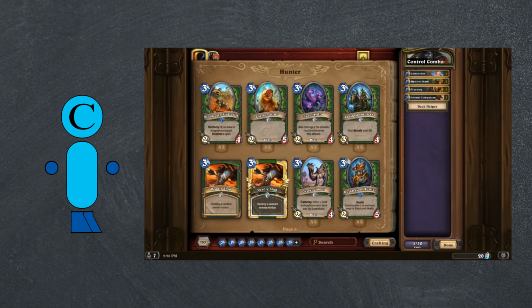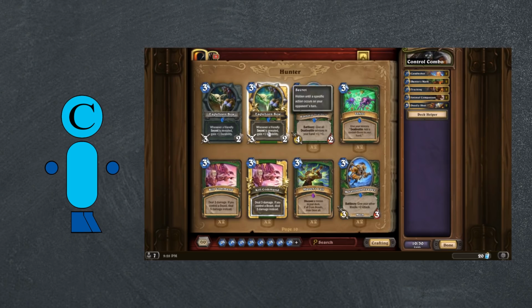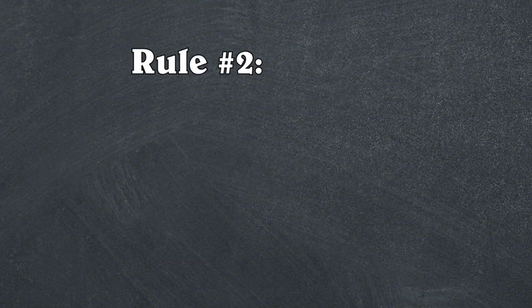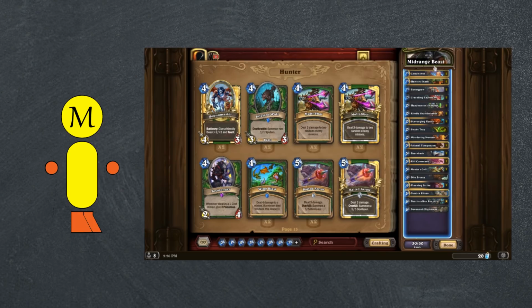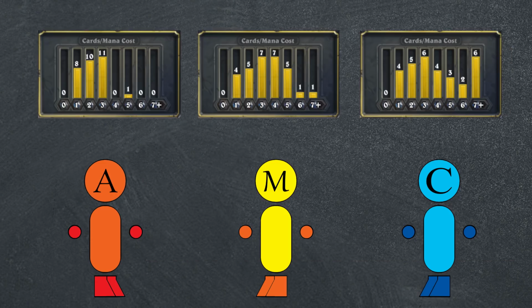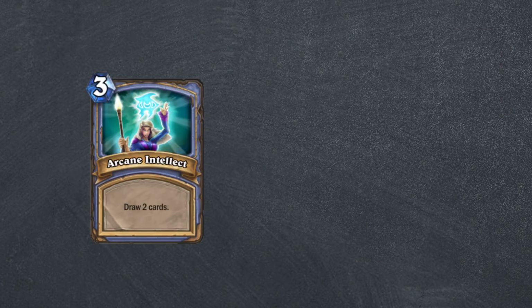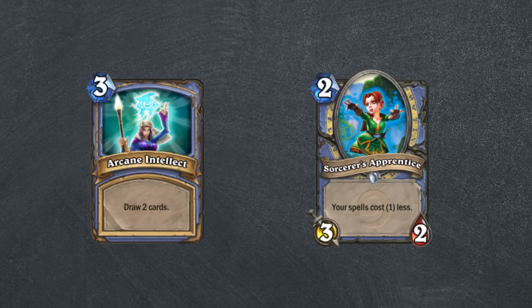Some of these cards may be removed later to match our synergies. Anyways, rule number 2. If you're breaking rule 1, put in some card draw. Depending on how the curve is built, the peak may be off-center. That's no worry. With the baseline curves in mind, with aggro peaking at 3 and other decks peaking at 4, more card draw will allow lighter curves to be acceptable.